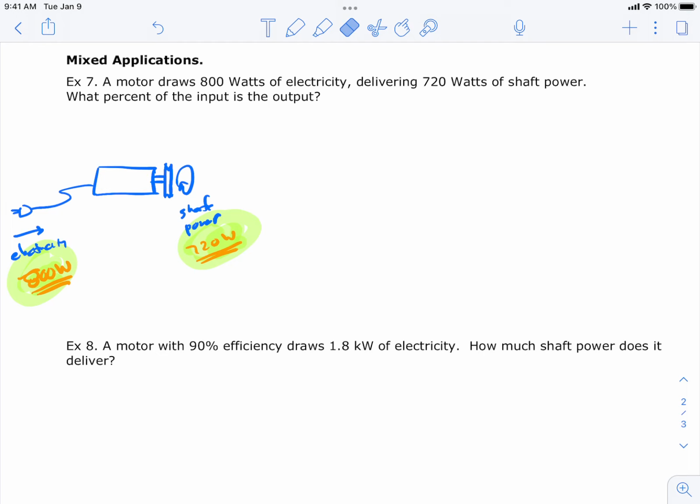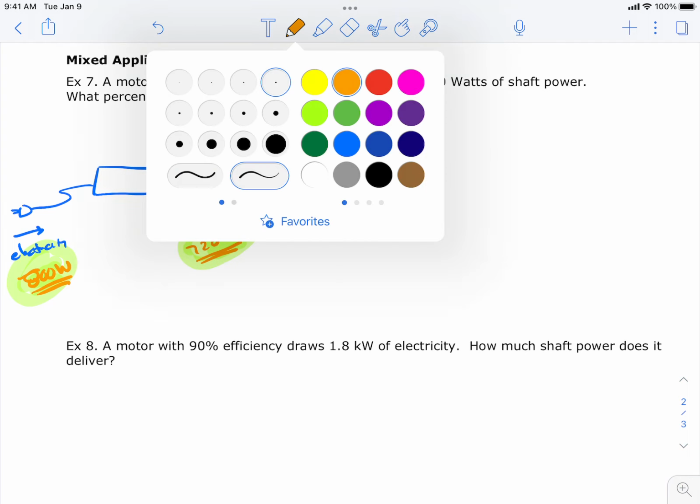So whenever you change energy from one form to another, from electricity to mechanical to shaft power, something's going to be lost. So we lost 80. We went from 800 to 720. We lost 80. So, okay, that's what's going on. What's the question now?